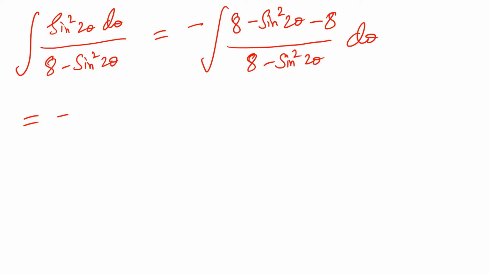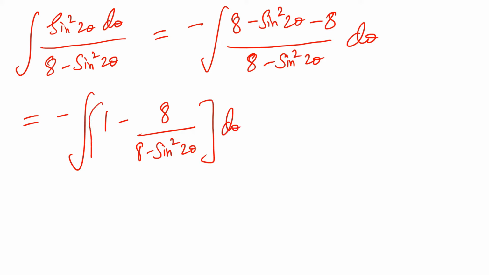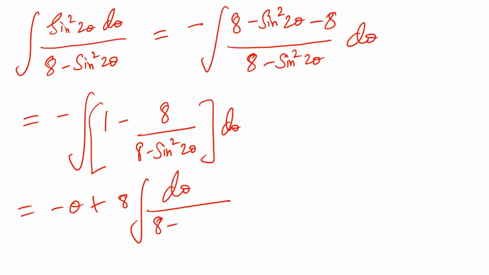Now this can be written as minus integral (1 minus 8) upon (8 minus sine square 2 theta) d theta. Fine. So this can clearly be written as minus theta plus 8 into integral d theta upon 8 minus sine square 2 theta. Right? Now further we can simplify this.